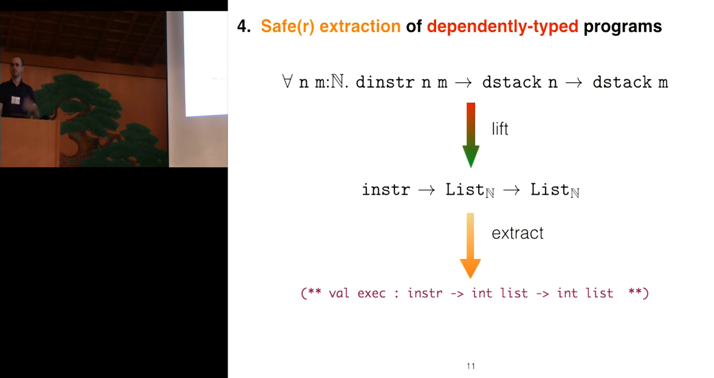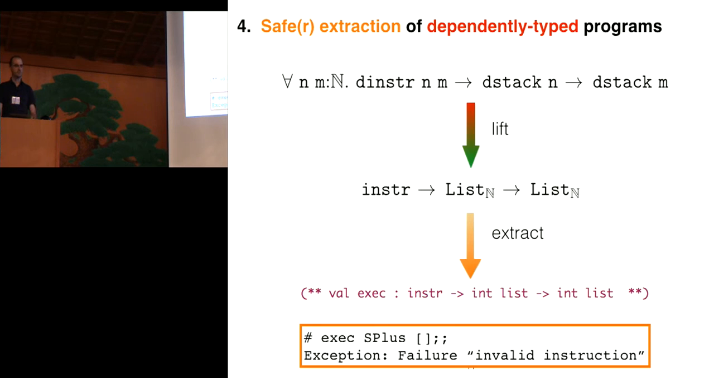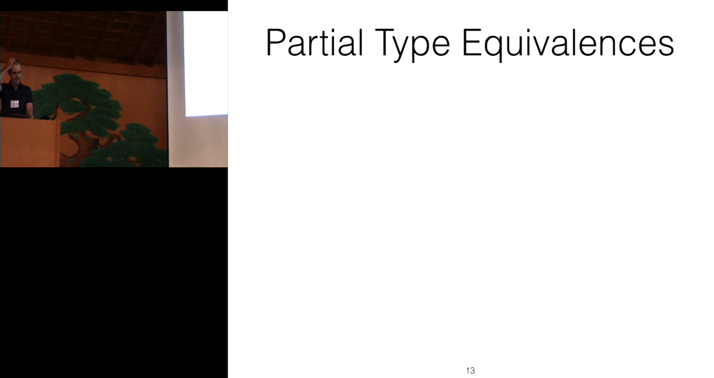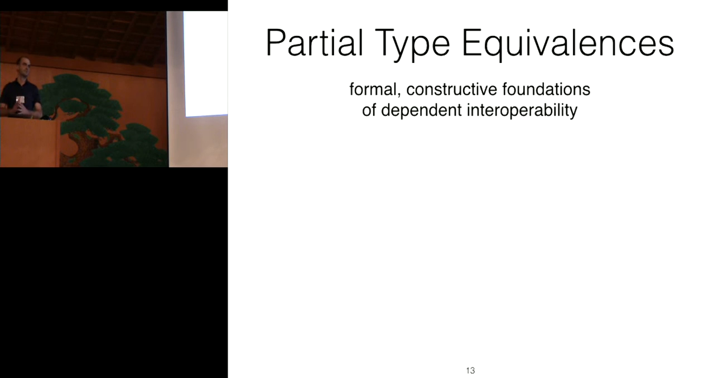Extract, so we do this lifting in Coq, then we extract to ML, and then if we execute our simple instruction for addition on an empty list, we get a runtime exception instead of a segmentation fault. Okay, so what this work is about is basically partial type equivalences as a constructive foundation for dependent interoperability.